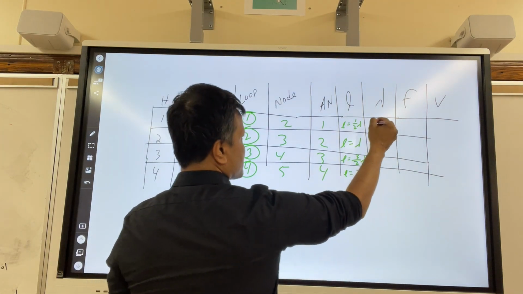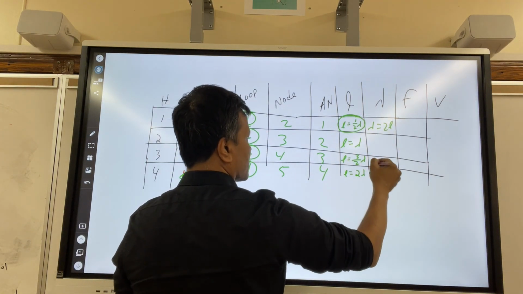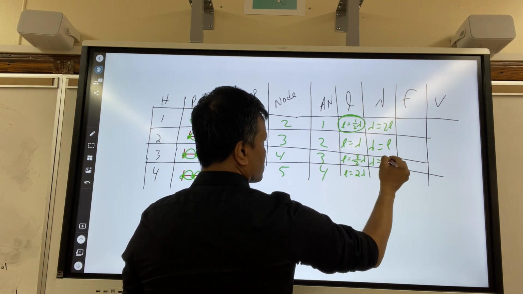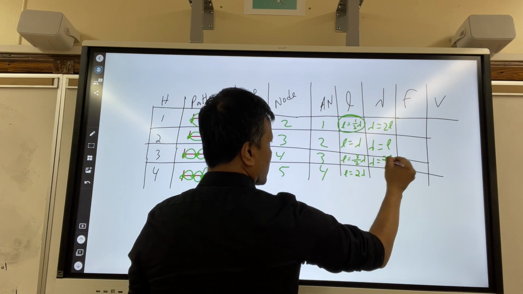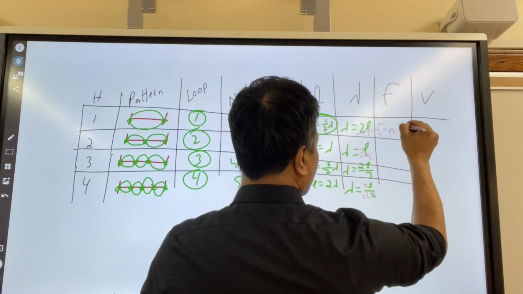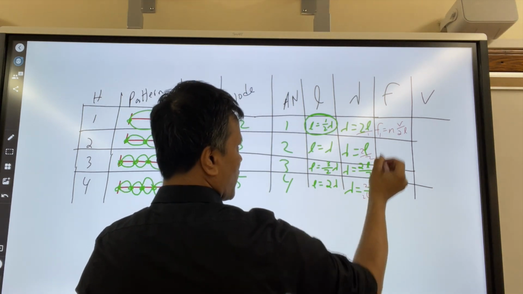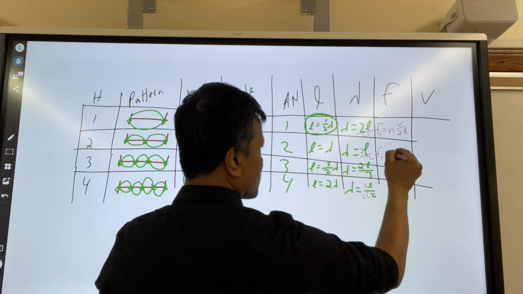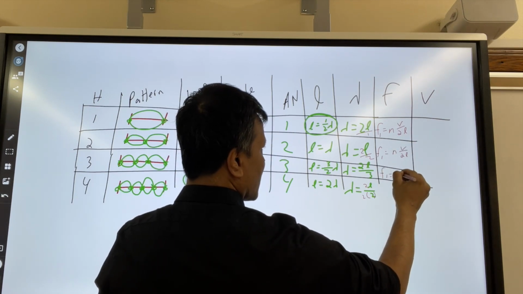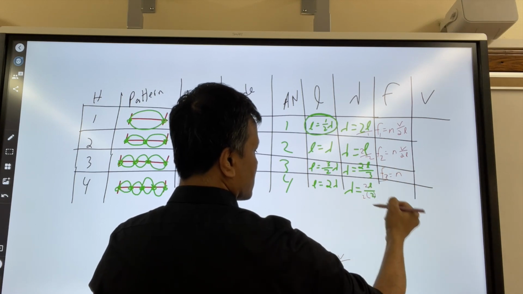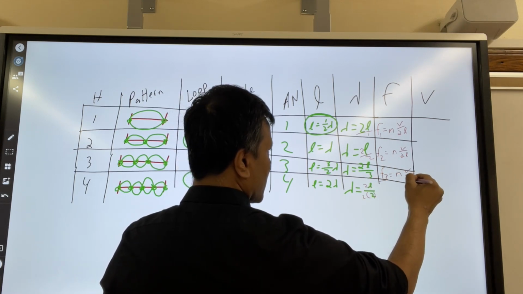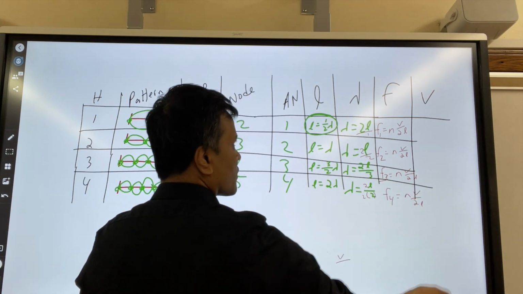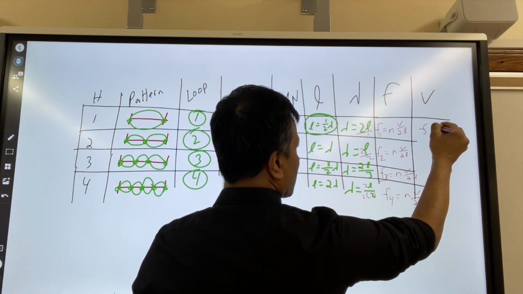Lambda is 2L, which comes from here. Lambda is L, lambda is 2L over 3. For N equal to 1, frequency is N V over 2L. For N equal to 2, the second harmonic, frequency is N V over 2L. For N equal to 3, the third harmonic, frequency is N V over 2L. For N equal to 4, the fourth harmonic, frequency is N V over 2L.